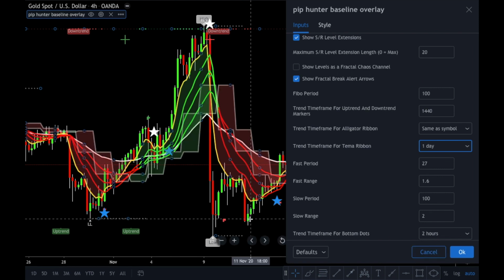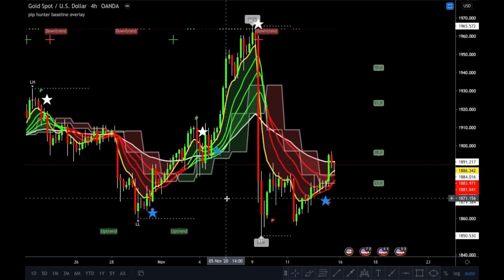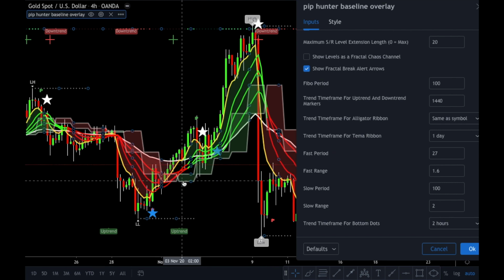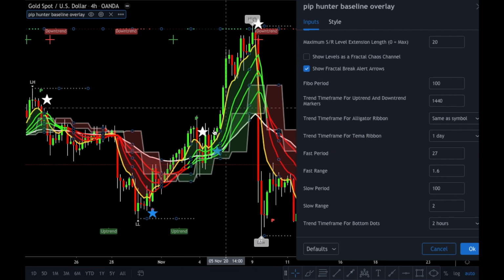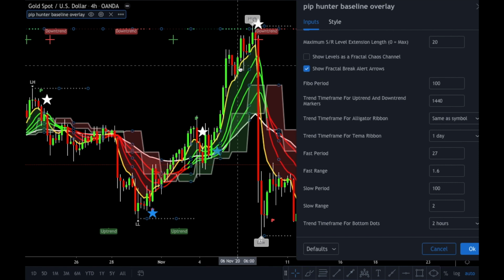So I would do something more based like this. I have my teamer on a daily chart showing me a daily trend, which is this here. I'll have my alligator on a 4-hour trend, which is same as symbol.